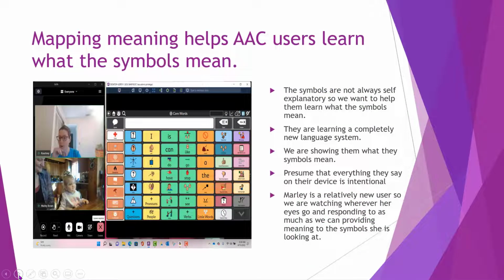In this video, you're going to see that Marley is a relatively new user. I'm watching wherever her eyes are going, and I'm responding to the symbols that she's using. I'm mapping meaning to the symbols as she's looking at them. I want to remind everybody that we presume everything they say on their device is intentional, and we make sure that we respond to it.